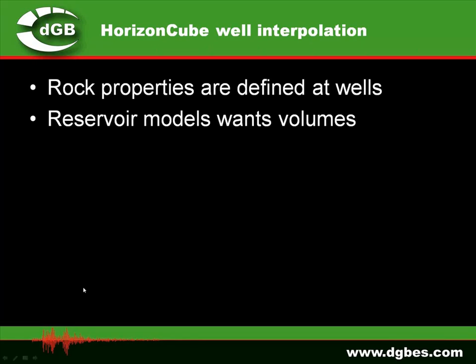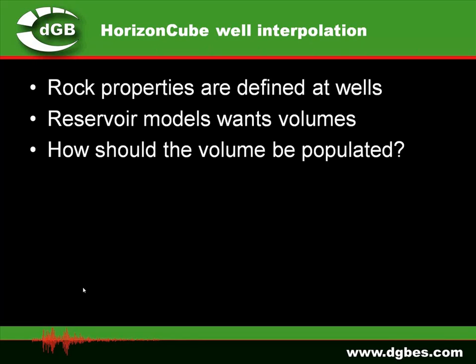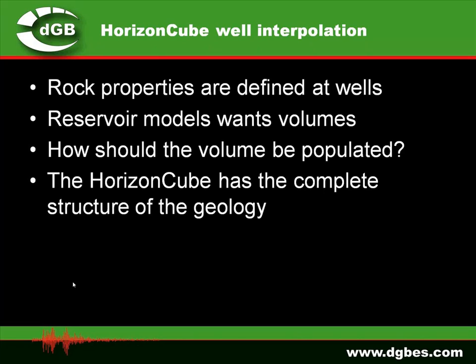Now, the problem is, of course, how should the volume be populated? In OpendTect, we have a number of different approaches to this. One of them is with neural network. We may go through inversions or a combination of these. But I want to point out that the horizon cube has mapped out the complete structure of the geology in the reservoir. And if we're going to do an interpolation of the rock properties, we should be much better off using that structure when we do the interpolation. And that is what we do.